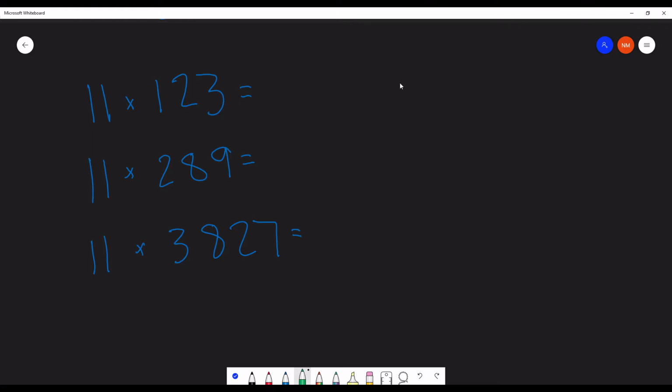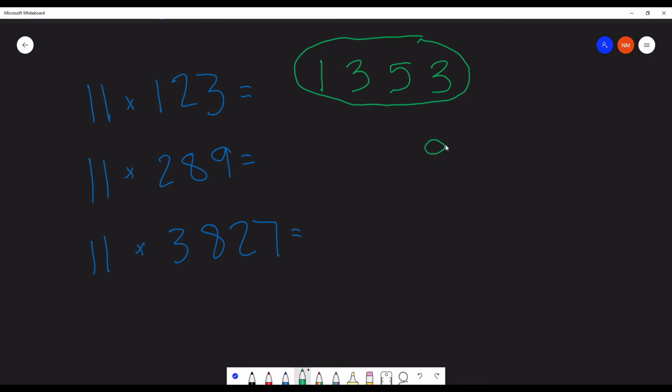11 times 123. So first I'd write down the units digit, which is 3. Then I'd write 2 plus 3, which is 5. Then I'd write 1 plus 2, which is 3. And finally this units digit right here, 1. Our answer is 1,353. Next we have 11 times 289.